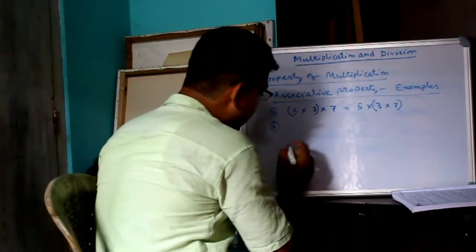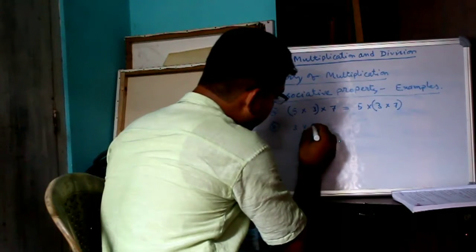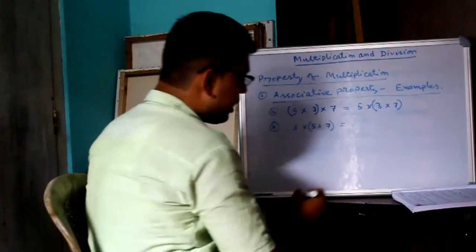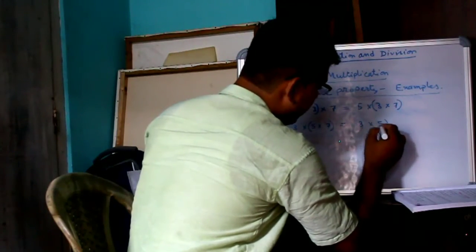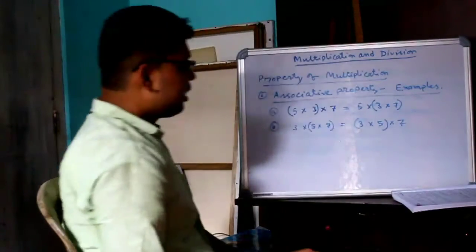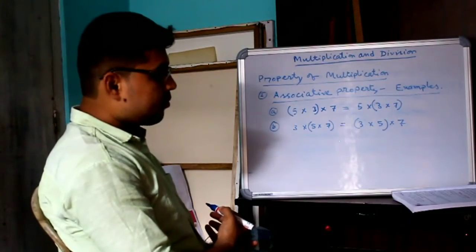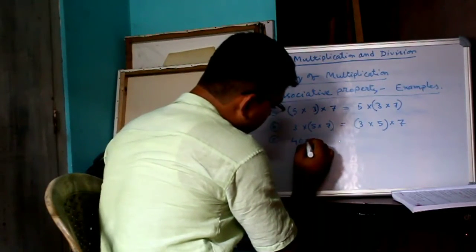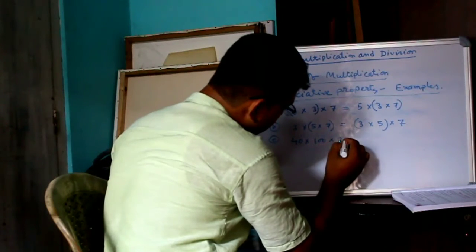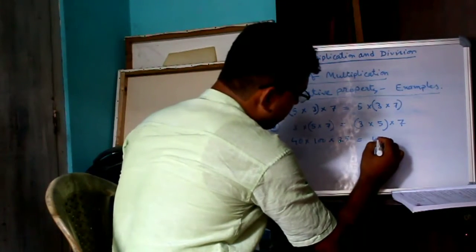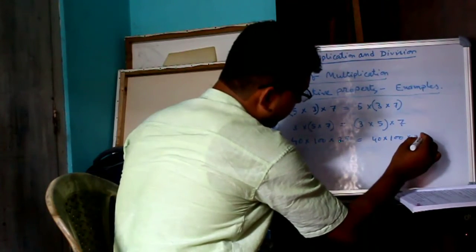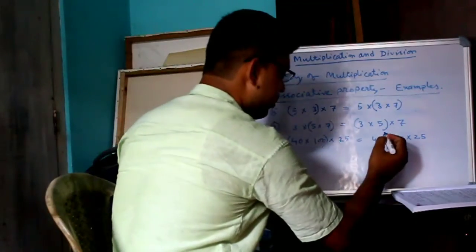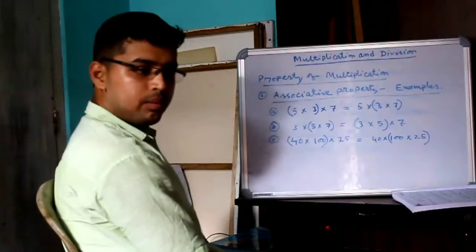Number B, if we write 3 into 5 into 7, if we put a bracket there, then we can write it like this: 3 and 5 in bracket into 7. This is called associative property. And another example, 40 into 100 into 25. If we put the bracket there, or we can put the bracket there, no problem.